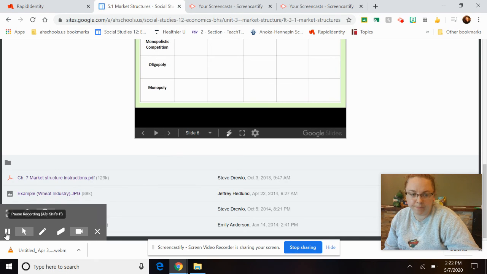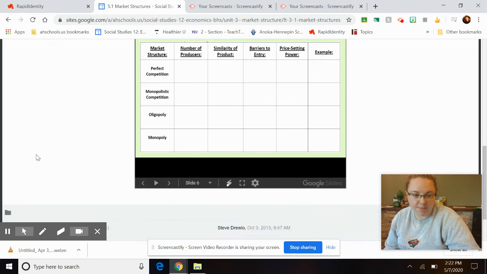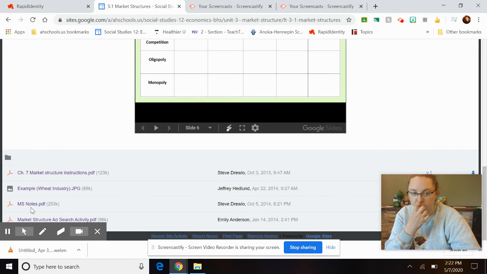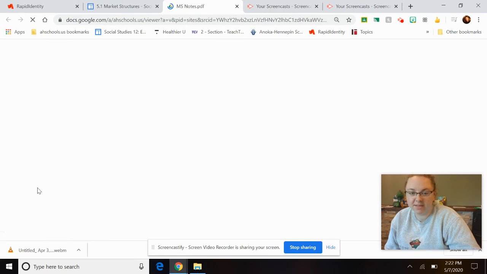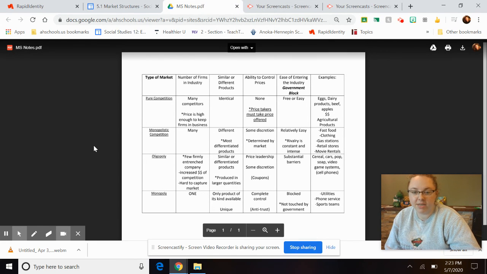Okay, at the bottom of this website, our econ website, there's something called MS Notes, Market Structure Notes. And this is where you're going to find the chart that I'm referring to and how it's entered in here. I highly, highly recommend writing this down in your notebook and having it available. It will make test taking and everything a lot easier for you to understand.